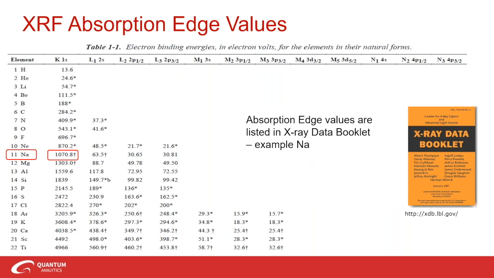And there's a useful guide that you may want to refer to. It's pretty handy, I like to use it. It's the X-ray data book. I think I have the link here. You can use it to sort out which lines to consider for your specific analyte of interest. Here you can see an example of where you would see the K line for sodium.